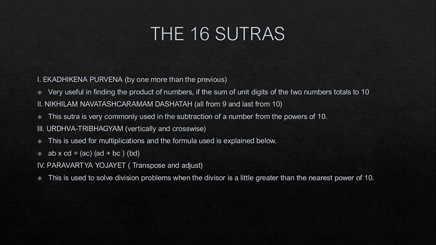Then we have Urdhva Tiryagbhyam, vertically and crosswise. It is used for multiplications and the formula shown below, which is AB into CD is equal to AC, AD plus BC, BD. Next is Paravartya Yojayet, which is transpose and adjust. This is used to solve division problems when the divisor is a little greater than the nearest power of 10.